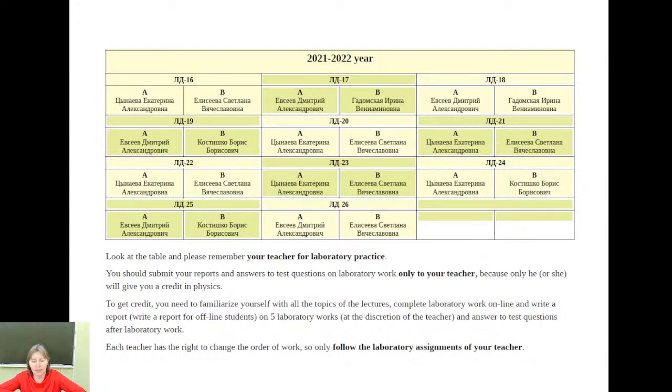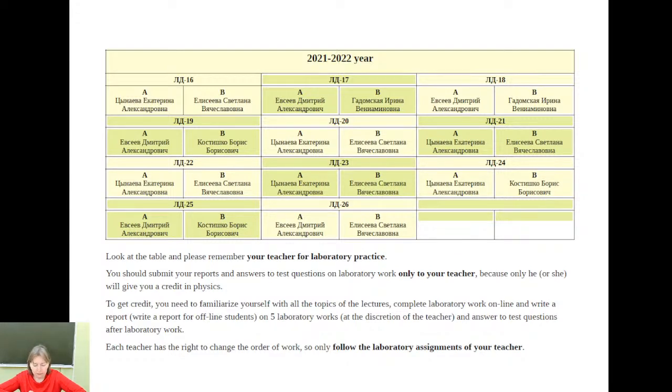in laboratory practice. In physics, the experiment occupies the main place, so we will carry out laboratory works. And it's very good if you do it offline, and not so good if you do it online. But here is important information for you.